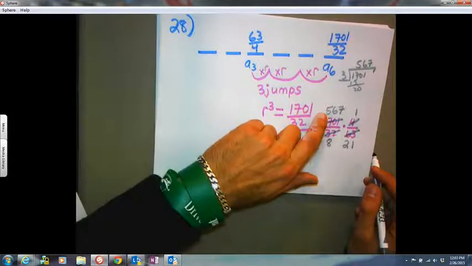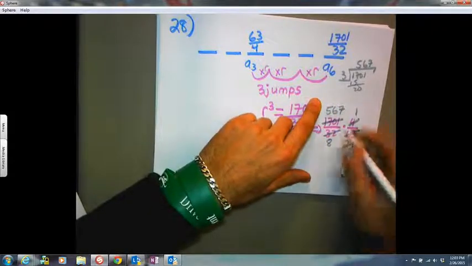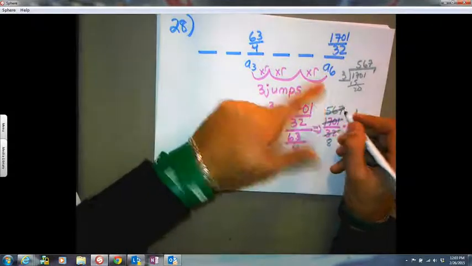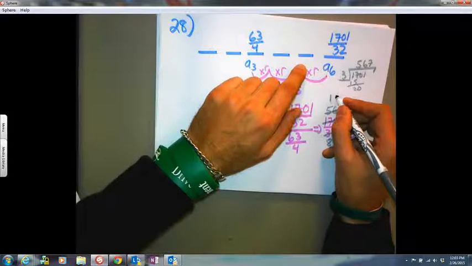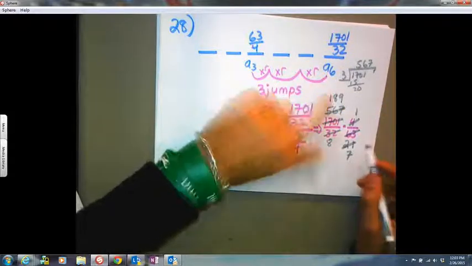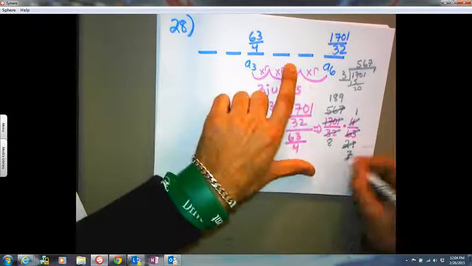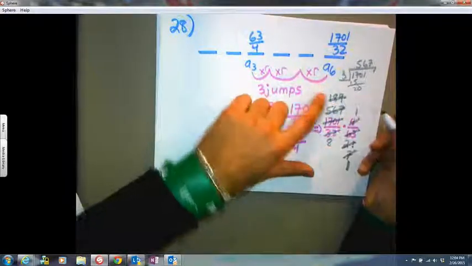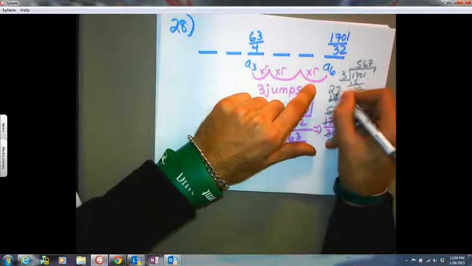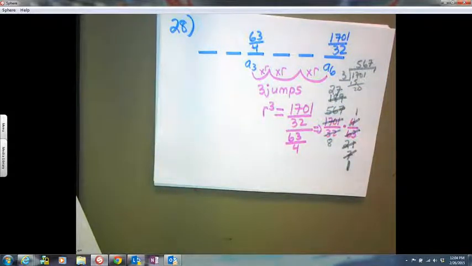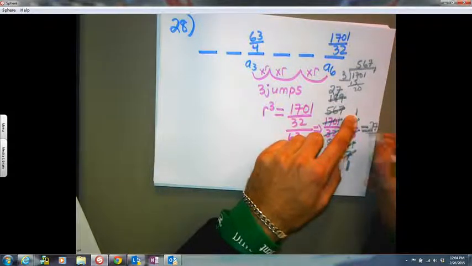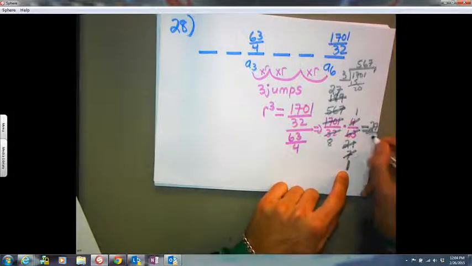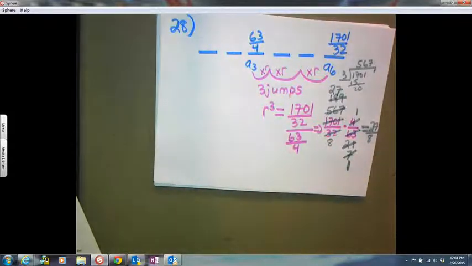567 divided by 3, some of you may know that. If you don't, you can do the division over here. What you'll get is 189. Both of these divide by 7. 7 divided by 7 is 1. 7 goes into this, either you know it or you can do it on your own. It's 27. So what do we have? We have 27 times 1, which is 27, and we have 8 times 1, which is 8. So we have r cubed equals 27 over 8.